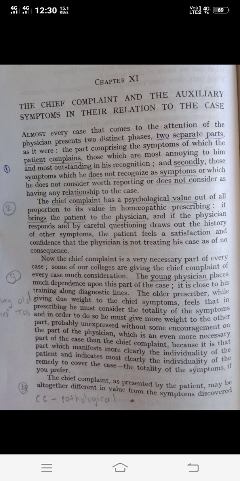So in this they gave different examples of rheumatic pain or rheumatic arthritis, then diarrhea alternating with constipation, or gastric disturbances alternating with rheumatic disturbances. So these are the examples of alternating symptoms. So we have to give importance to this also.